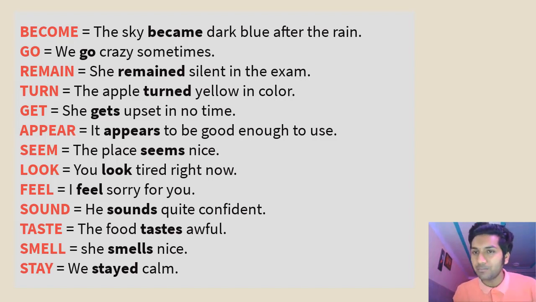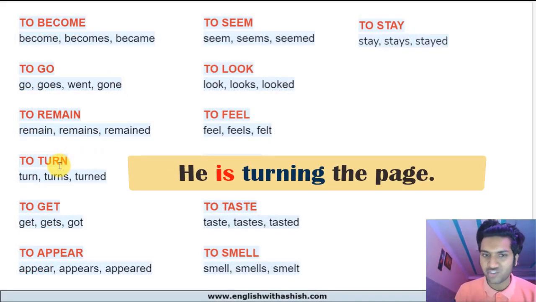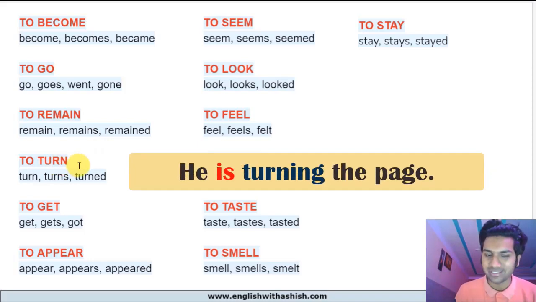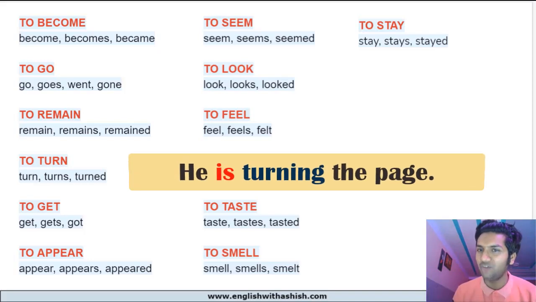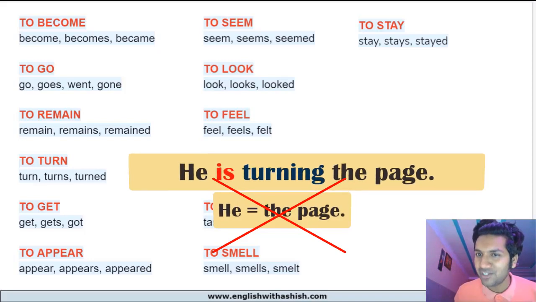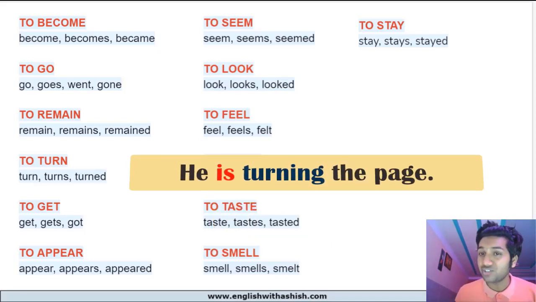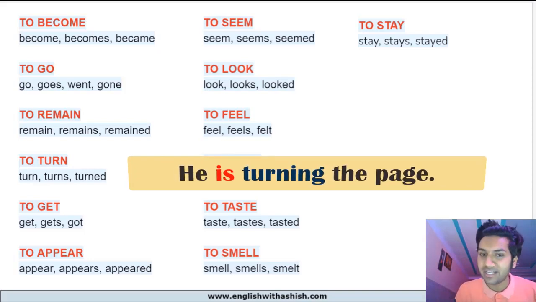They can be followed by a noun, but that is not going to rename the subject. For example, if I say he is turning the page, right? Turn is one of the verbs that can function as both linking verbs and action verbs. He's turning the page is a noun phrase, but it's not referring to the subject. Can he be the page? He cannot be the page, right? So the page, even though it's a noun phrase coming after the verb turn, is not working as a linking verb because it's not referring to the subject and giving it a name. It's indicating an action, right?